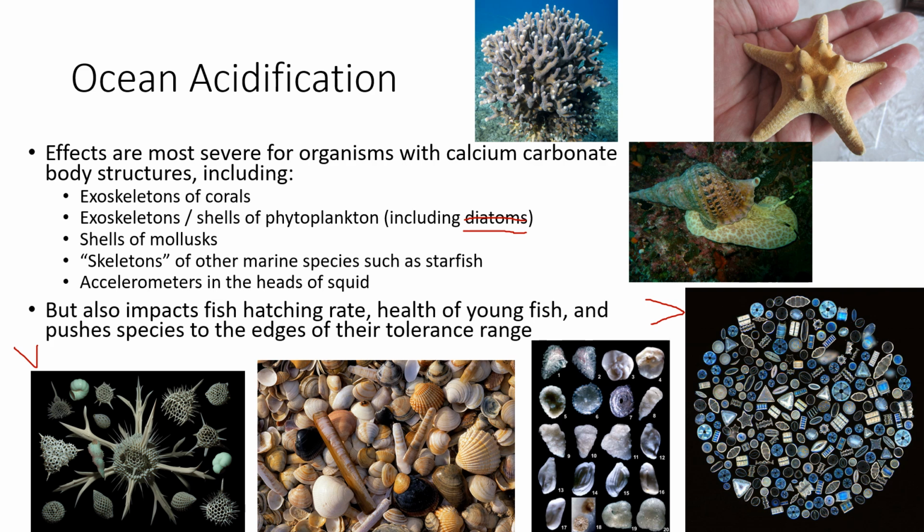Remember that phytoplankton are the microscopic single-celled photosynthetic organisms in the ocean. They're the base of most oceanic food chains. If we lose those, we lose those food chains. The entire food chain collapses. The shells of mollusks, the quote unquote skeletons of many marine species like starfish, all of these are going to be impacted. Not only those organisms, but with increased acidity, we also push other organisms out of their range of tolerance. It can impact fish hatching rates. We can impact the health of young fish and just move many species to the edge of or out of their range of tolerances and lead to extinctions.